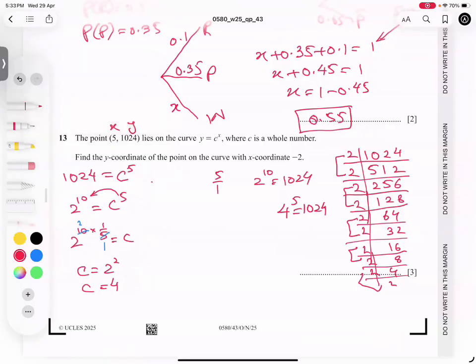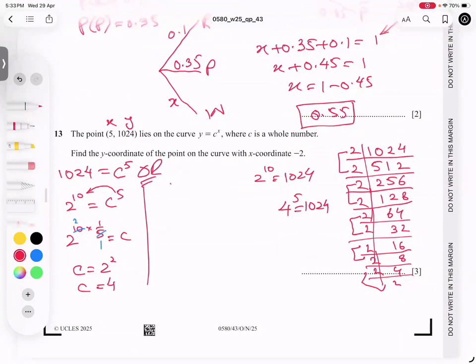So I'm writing here, or, wait a minute. Or second choice, we have what? So 1024 is equal to c to power 5. So 4 to power 5 equals c to power 5. Same powers, so write the word same powers. Same powers, I can say directly. So c is equal to 4. This c is equal to 4.